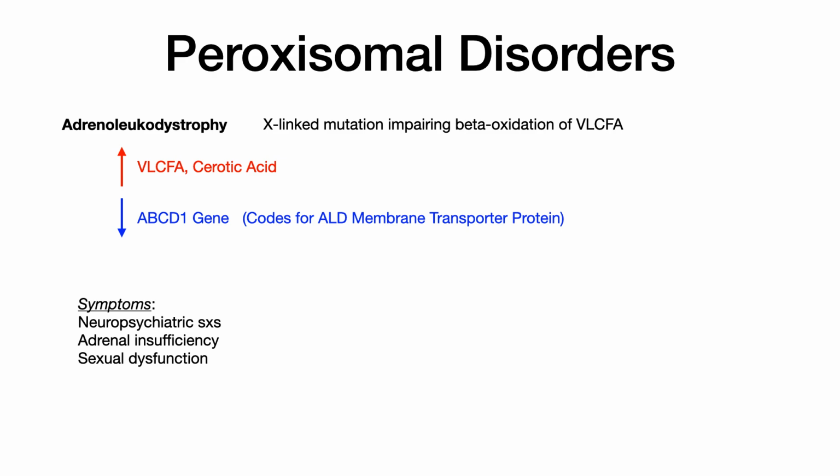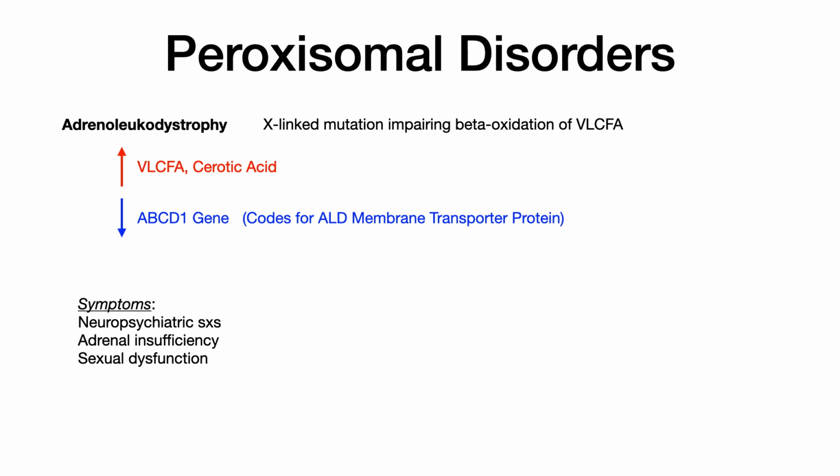This is an X-linked mutation which impairs beta oxidation of very long chain fatty acids. So a couple important things here. In adrenoleukodystrophy, you want to memorize X-linked because that's unique compared to the other ones. And you want to know that it's very long chain fatty acids. So we're specifically talking about beta oxidation here.